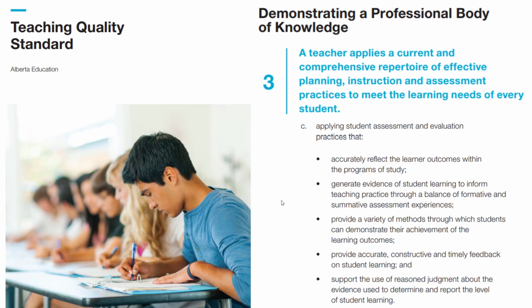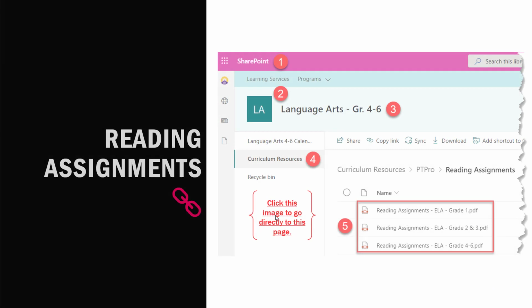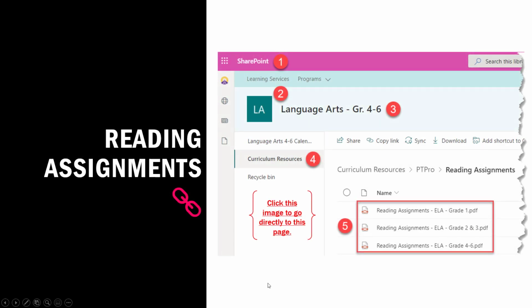Now, a few more things before we wrap up. First, reading assignments. We get a lot of questions about the reading assignments. What are they supposed to look like, etc. So our language arts consultants have the reading assignments all set up on their Sharepoint site.